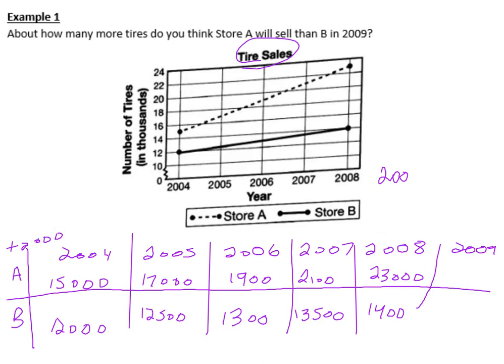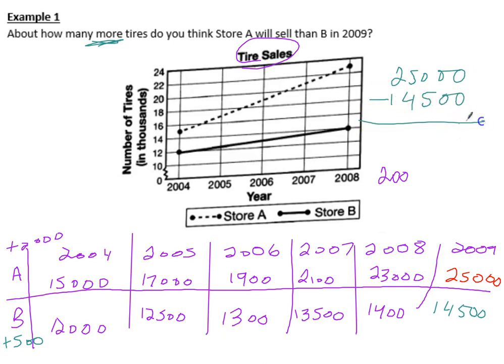So our prediction for store A is going to be 25,000. And for store B, it appears to be increasing roughly 500 each time. So our prediction here is going to be 14,500. So now it wants to know how many more tires will store A sell than store B. So what we're going to have to do is take store A, which is 25,000, and subtract store B, which is 14,500, to get our total number of tires to be 10,500 tires more.